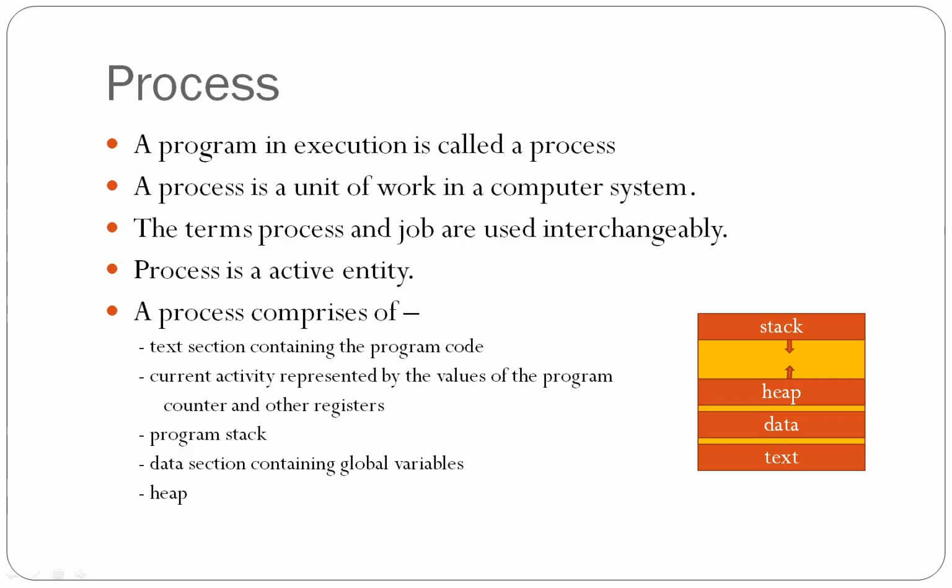Process comprises of the following four sections: stack, heap, data and text. Stack stores the temporary variables, return addresses and the function parameters, while heap stores the dynamically allocated variables. Data stores the global variables and text stores the current activity represented by the counter register.